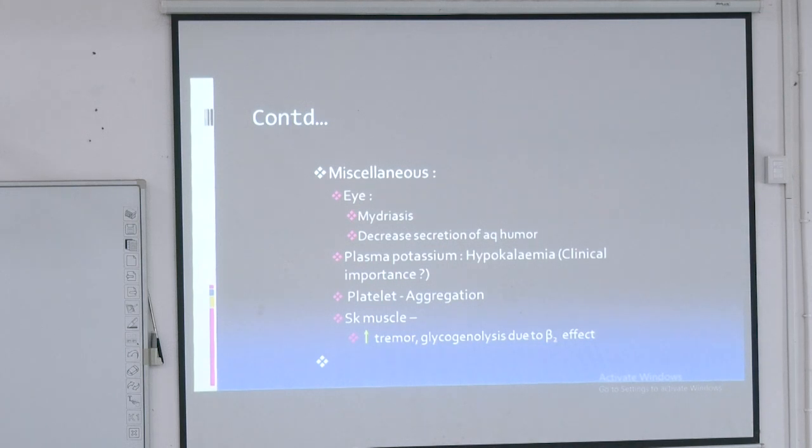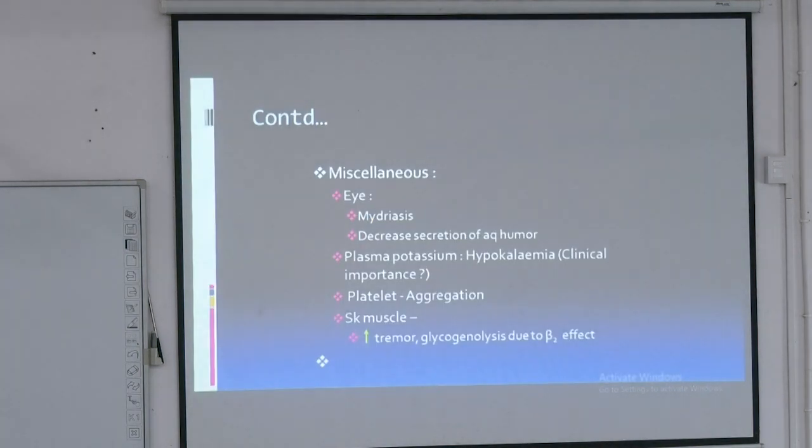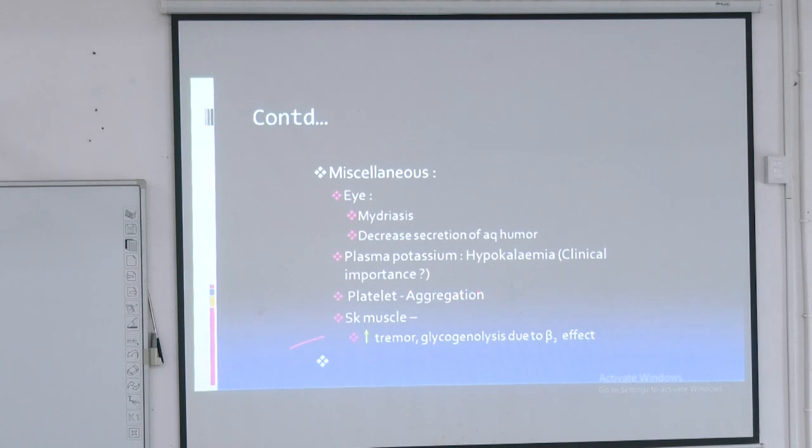Some miscellaneous actions. I already have told about the eye. Next is the plasma potassium. You can see that hypokalemia, I have told. Platelet aggregation is not very significant. Skeletal muscle is very important: increased transmission will lead to tremor, and that is due to the beta 2 effect, glycogenolysis.